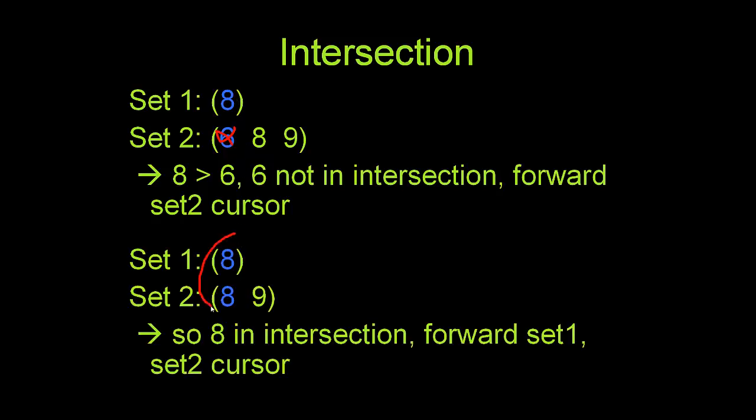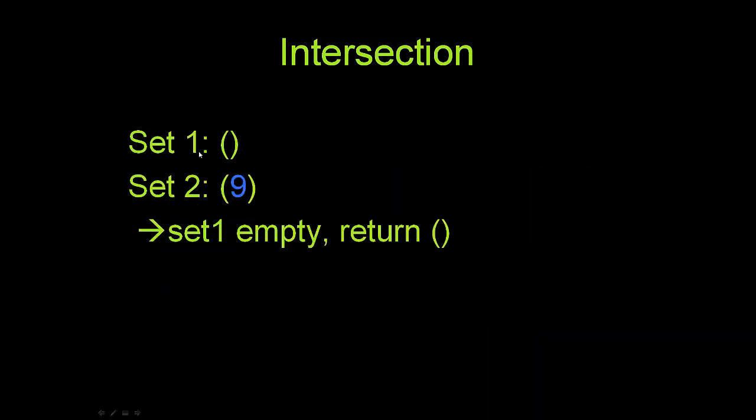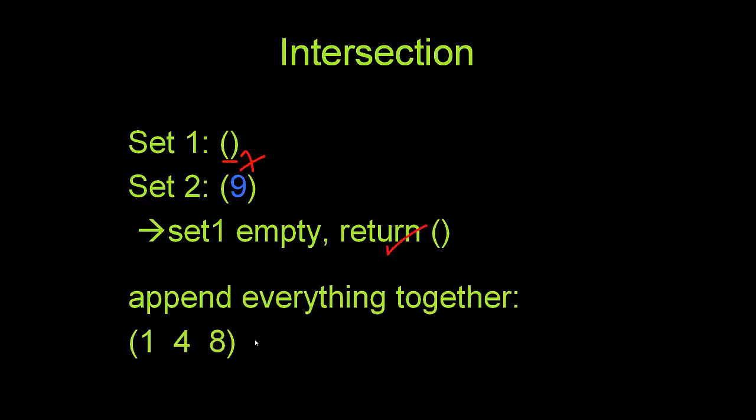Great. Now we have this, right? And now set 1 is empty, so you cannot intersect with set 2. Okay, so we're done. In other words, we have 3 elements, which are 1, 4, and 8, in the intersection of these 2 sets.